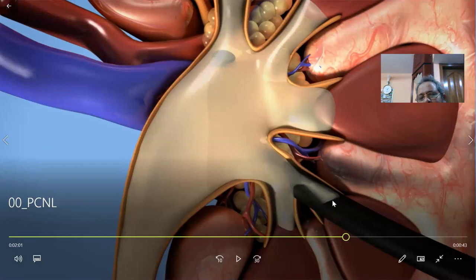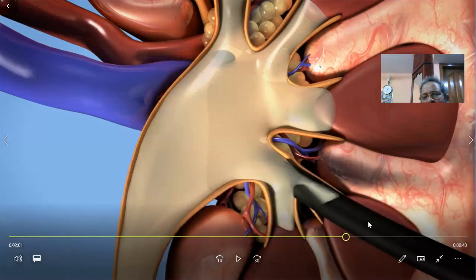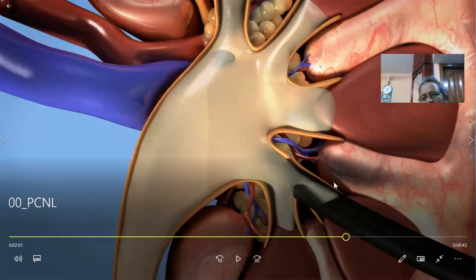And after that, whenever the stones are clear, they put a drain through this sheath into the pelvis and calyces. This helps to drain the urine to some extent in the post-operative period. Another thing is the tract. Whenever a tube is put in this tract, it gives a pressure effect, so there is no bleeding subsequently.